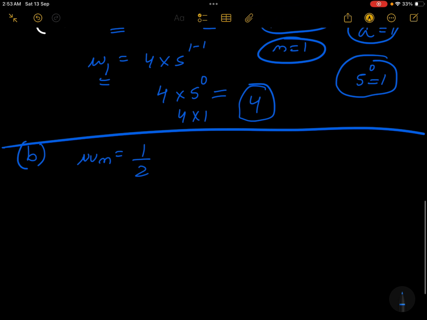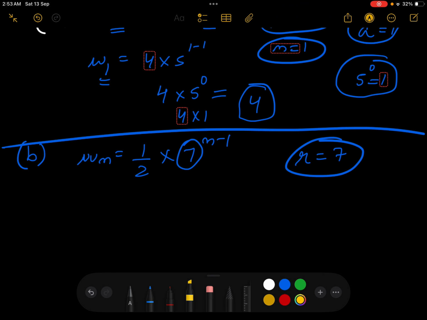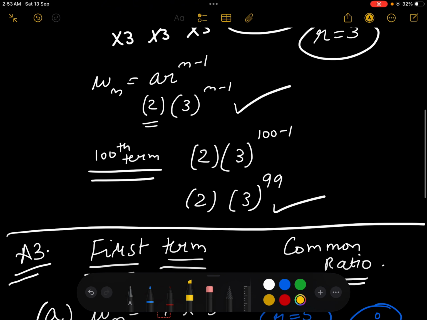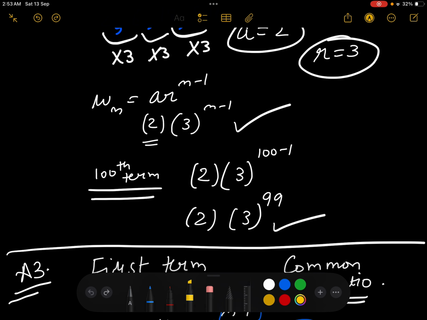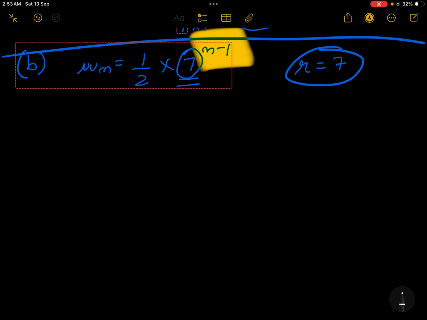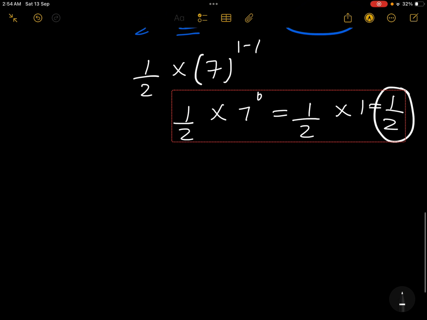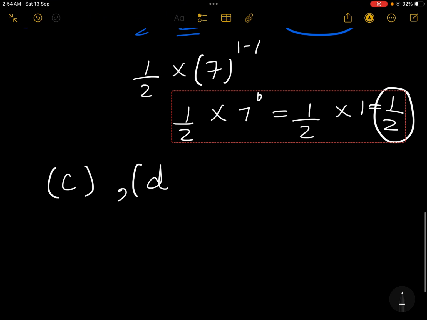Part B: Un is equal to half into 7 to the power n minus 1. What will R be? R will be 7, because the common ratio is whatever is raised to the power n minus 1, which is the pattern. To calculate the first term, put n as 1: half into 7 to the power 0, which is half into 1, so half. You can do part C and part D as well.